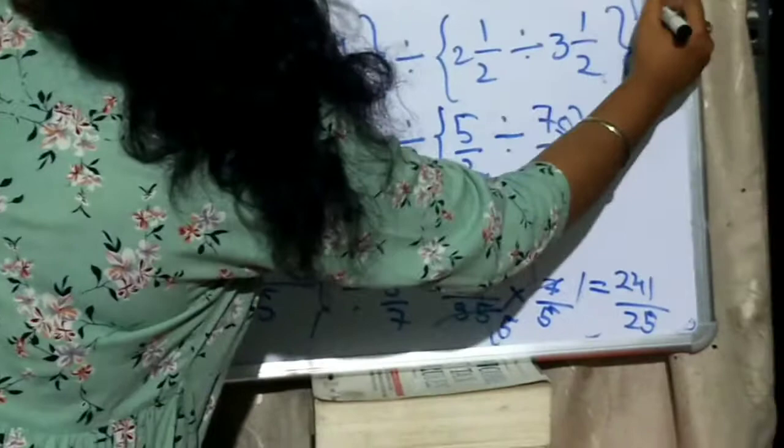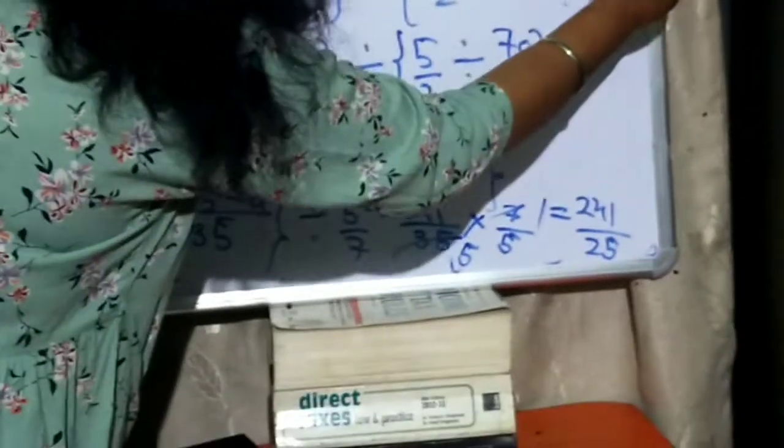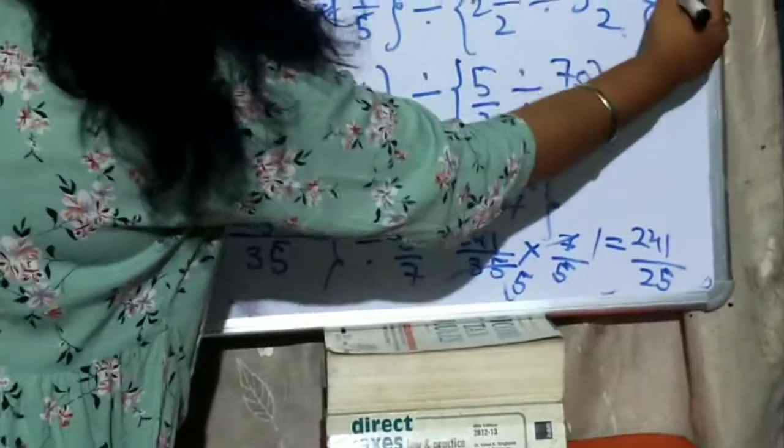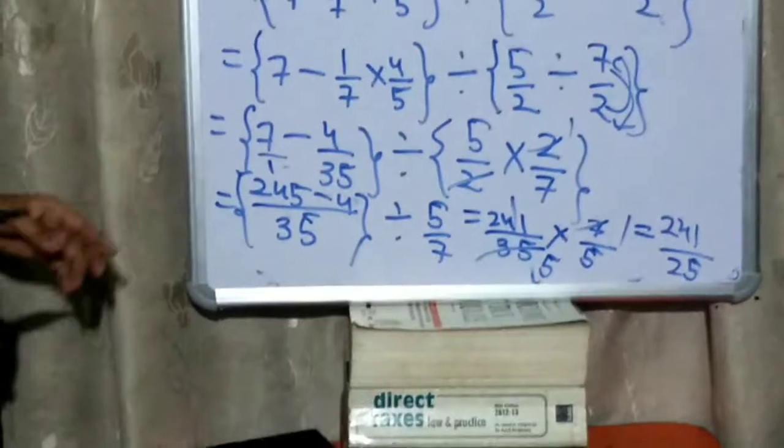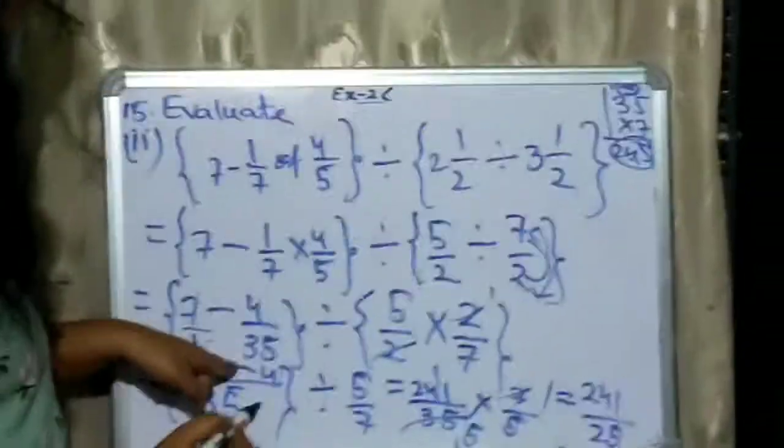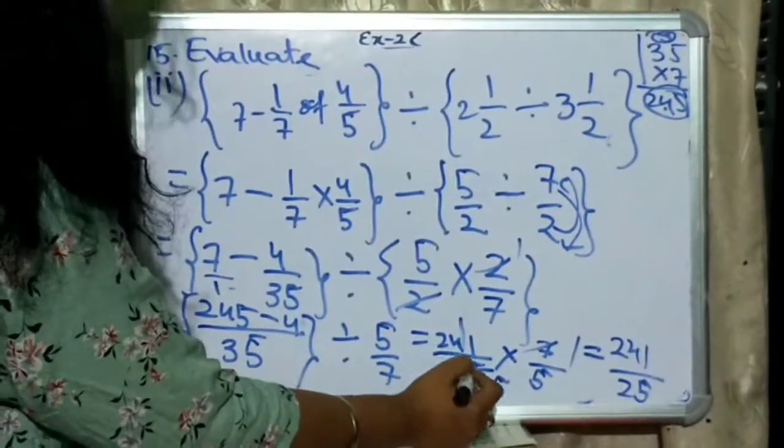This 35 I have multiplied with 7. 7 5s are 35, carry 3. 7 3s are 21. 21 plus 3 is 245. This I have written here. Now 245 minus 4 is 241 by 35.